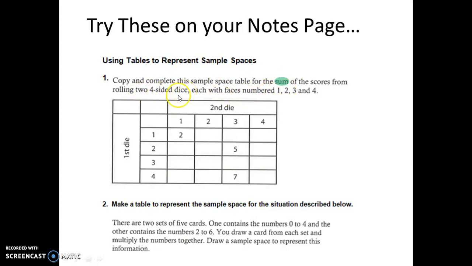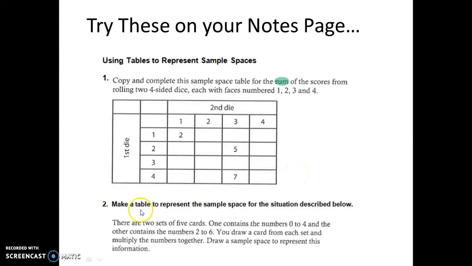I don't know if you've seen those before. 4-sided dice, you can roll 1, 2, 3, or 4, and you're supposed to put the sum. So let's say this is die number 1, die number 2, and here you roll the 1, here you roll the 1, so the sum is 2. All right, and here you roll the 2, here you roll the 3, so the sum is 5. So go ahead and fill that in with all the sums.